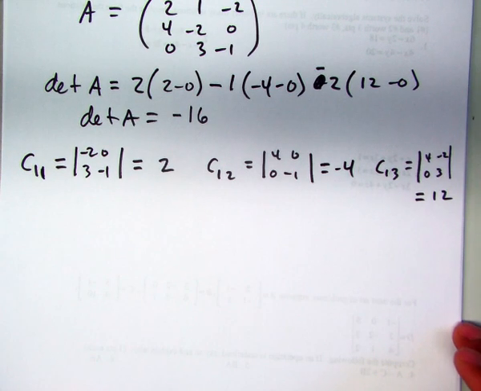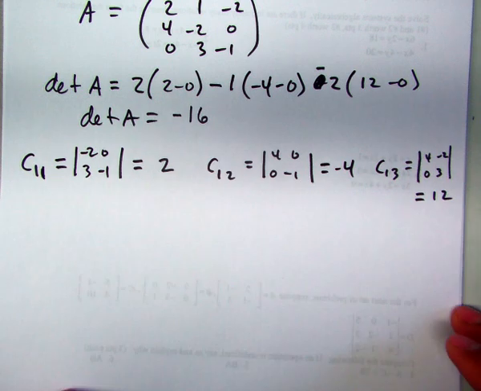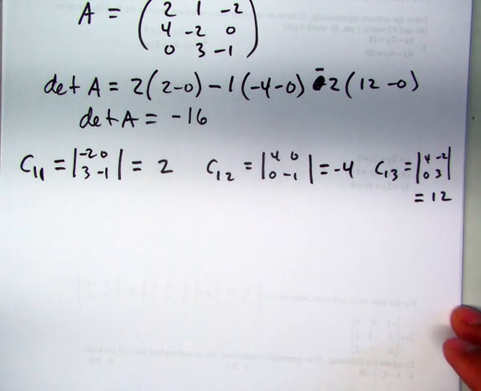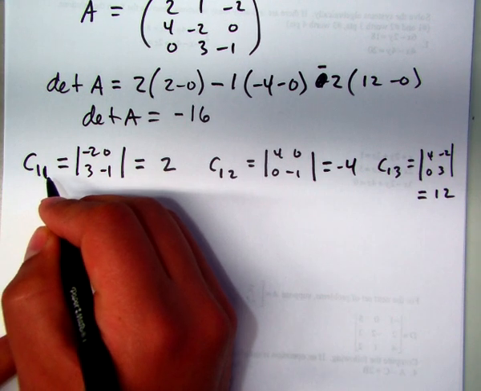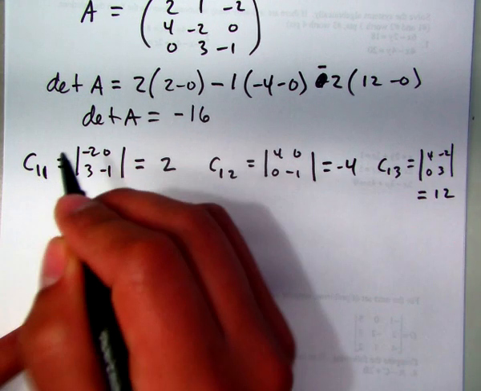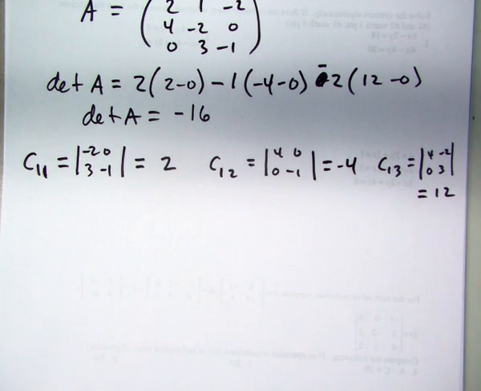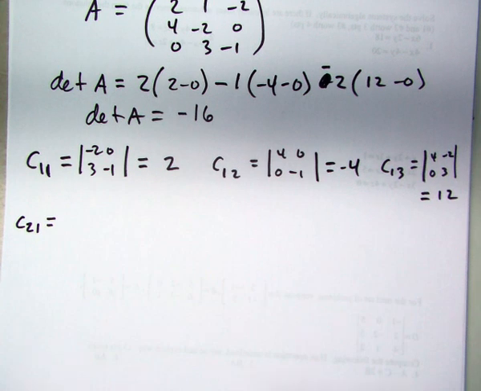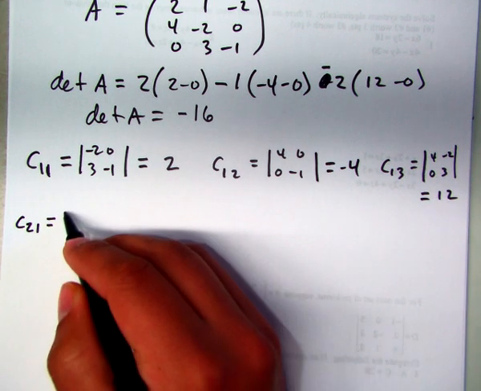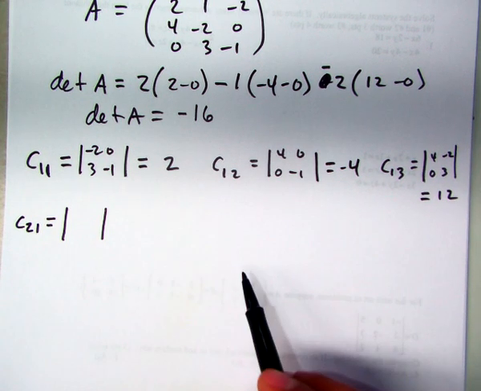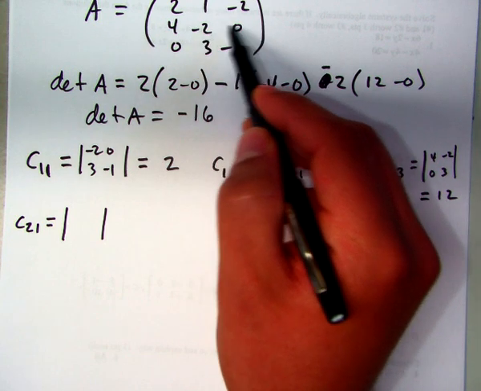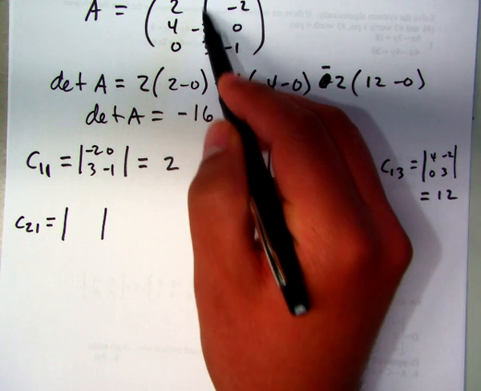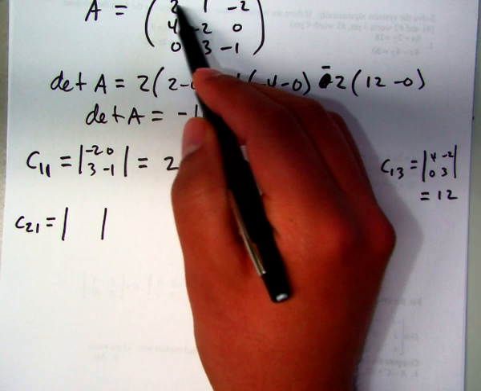Either way, it doesn't matter. I like to find the determinants, and then in the end, I'm just going to go whatever has an odd sum, just do opposite. Okay? So I'm going to go ahead and do C21 now. So wipe away second row, first column. What's left?